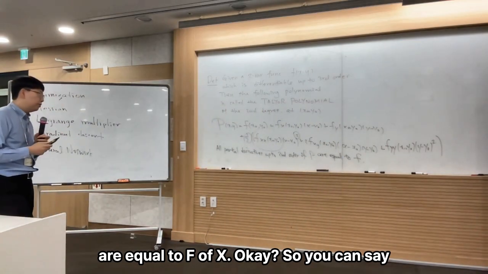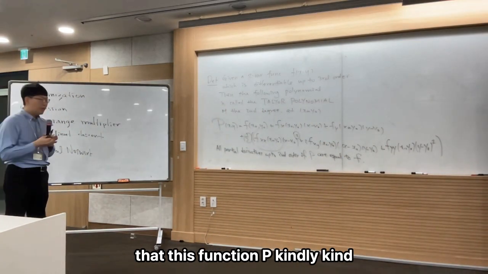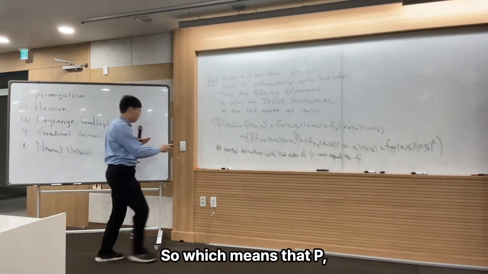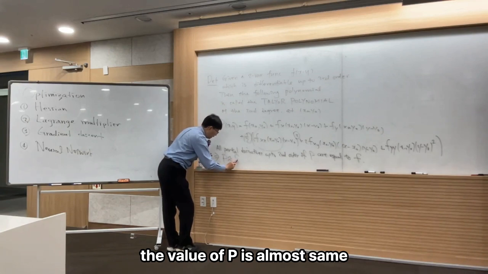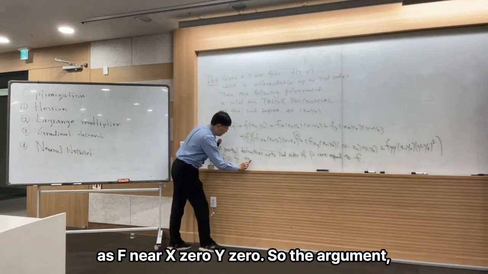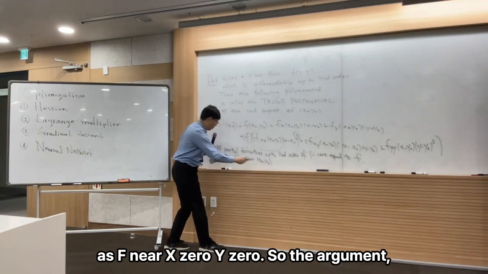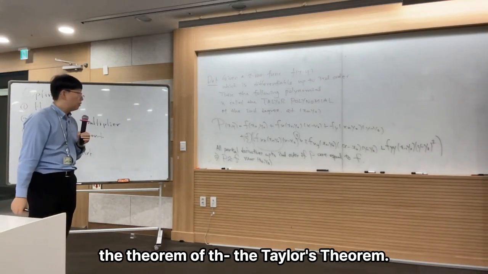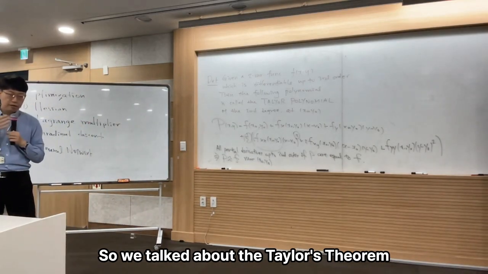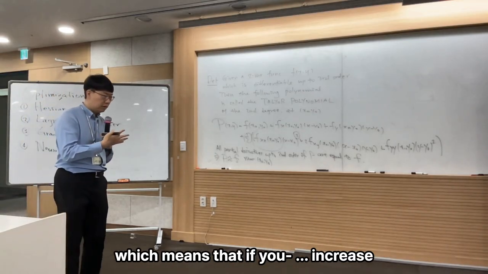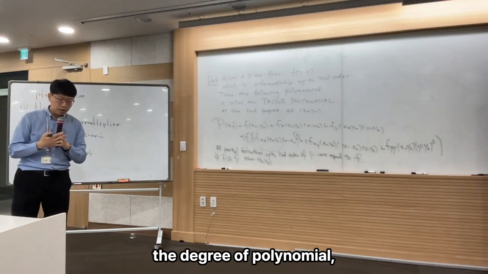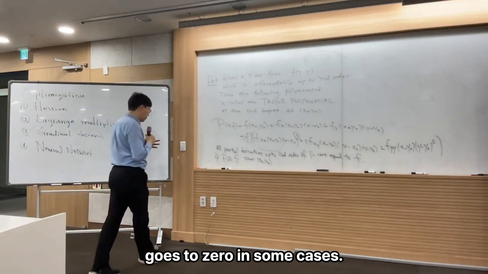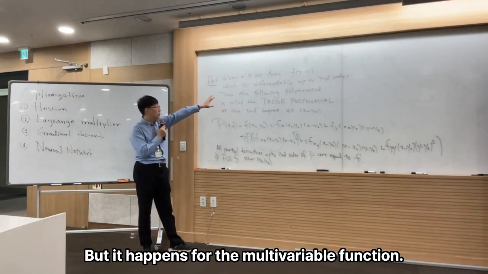Okay? So you can say that this function p resembles the value of f. Which means that the value of p is almost the same as f near x0, y0. So the last argument is actually the Taylor theorem. We talked about the Taylor theorem for single variable functions, which means that if you increase the degree of the Taylor polynomial, then the error goes to 0 in some cases. But it happens for multivariable functions too.